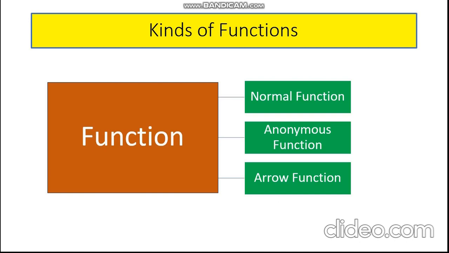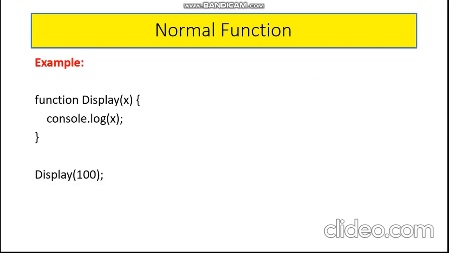Now first we're talking about a normal function. Basically, a function is nothing but a collection of statements. So here is the example of a normal function. Here I am declaring one function, display, and passing one argument x, and inside this function I am printing the value of x. Lastly we call the function display, and initialize the parameter value with 100. So this is a normal declaration of a function.